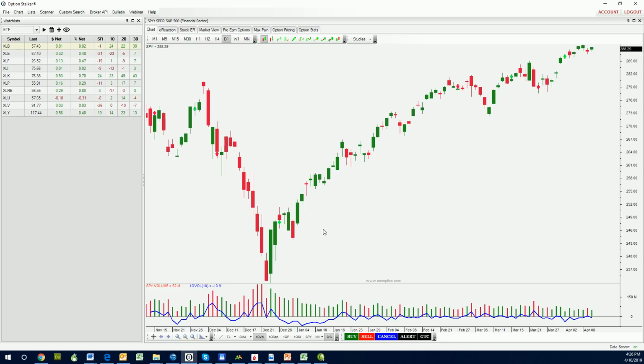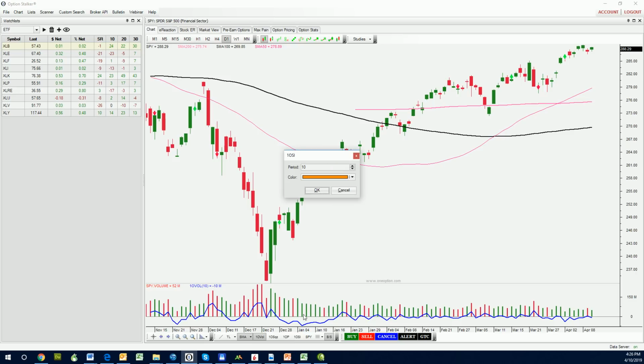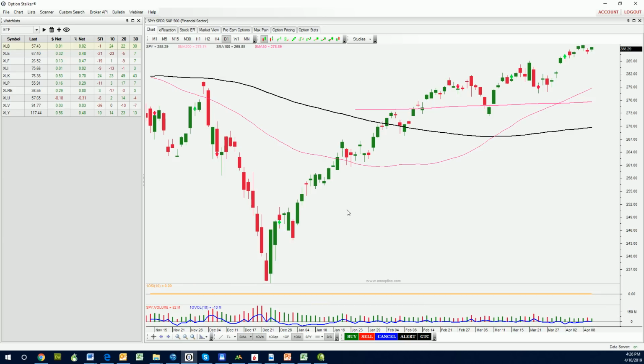I'm going to also add some moving averages. I'm going to click on SMA. I like the 200. I like the 100. I do also use the 50-day. Very easy. Toggle on, toggle off. I also will put up the 10 SI indicator. The default setting is 10 periods. That's fine. You'll see that it's at 0 because this is gauging strength versus the SPY. So it's 0 when I'm comparing it to itself.